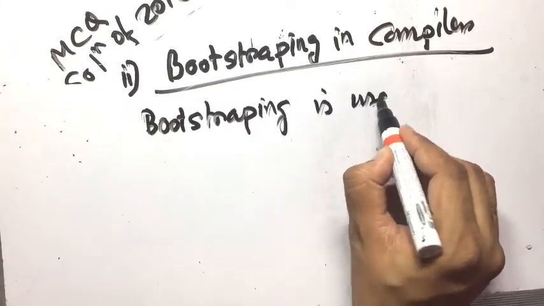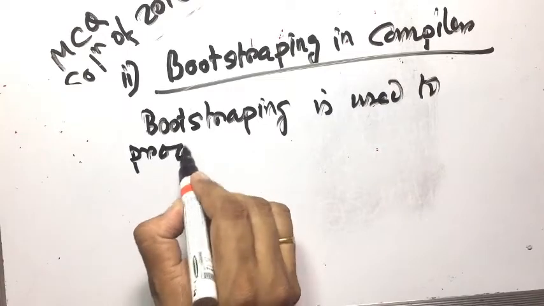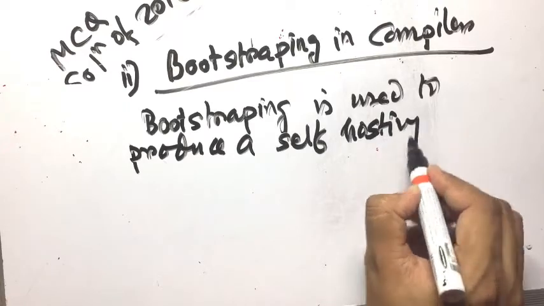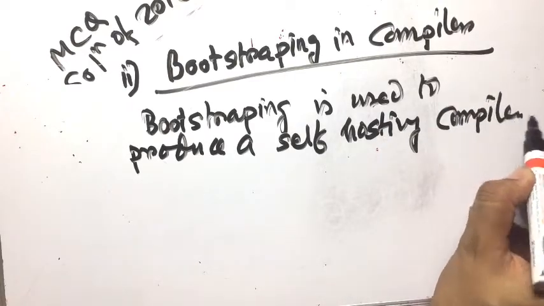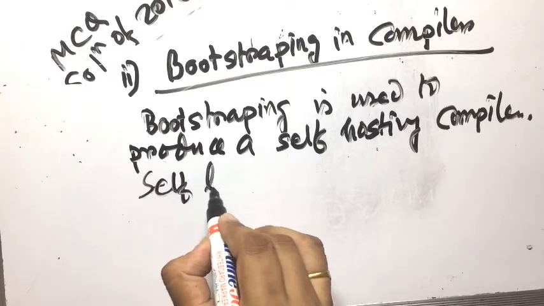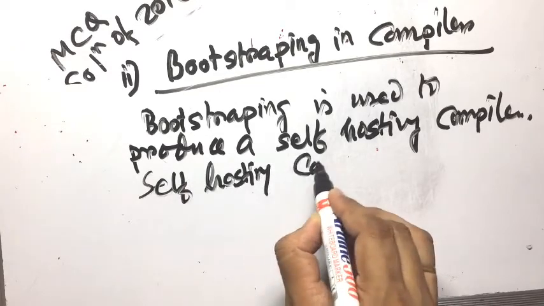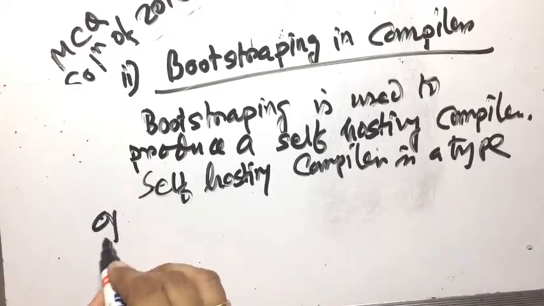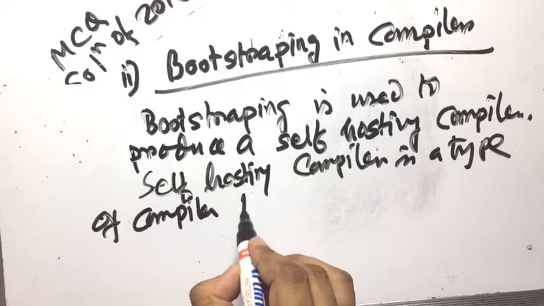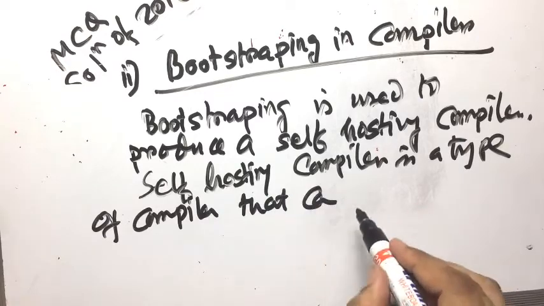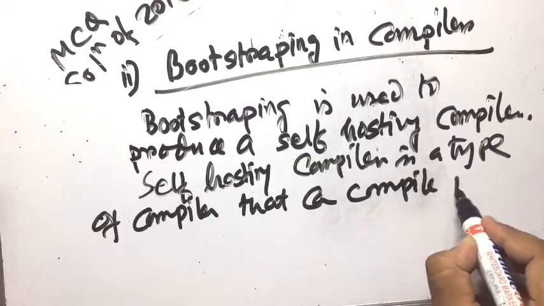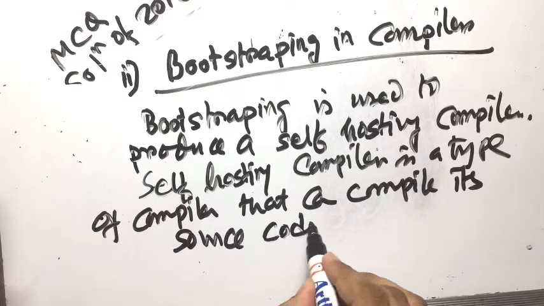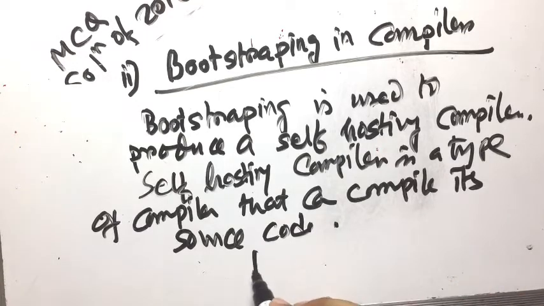Bootstrapping is used to produce a self-hosting compiler. A compiler can host itself. A self-hosting compiler is a type of compiler that can compile its own source code. Bootstrapping is used.